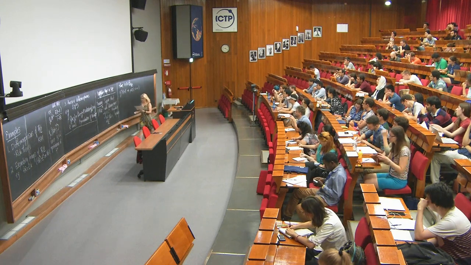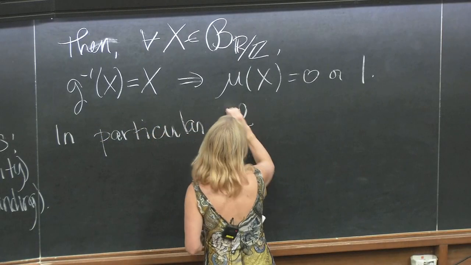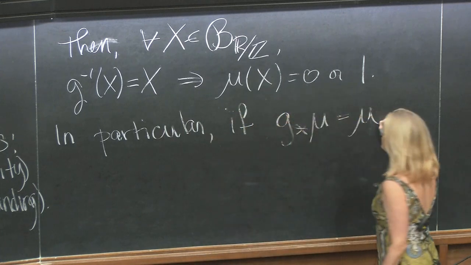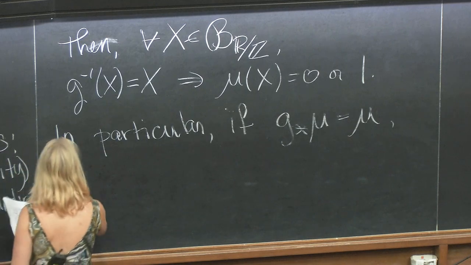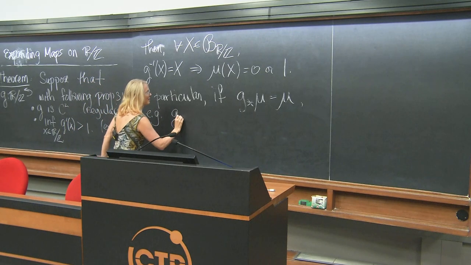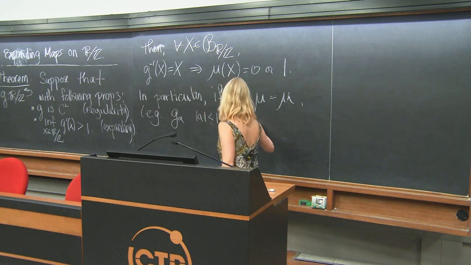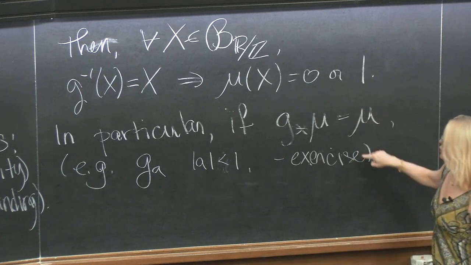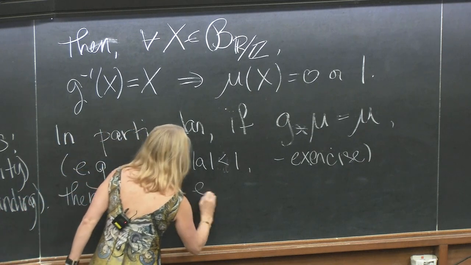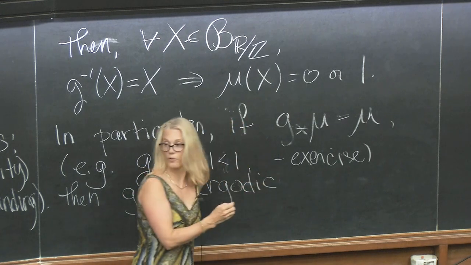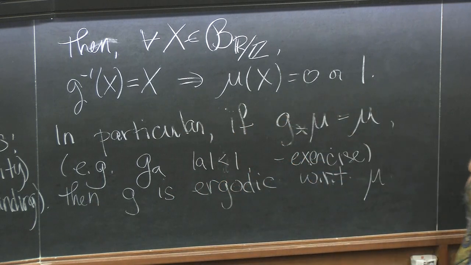But if G does preserve Lebesgue measure, such as the example f of x equals 2x, e.g. G sub A for A less than 1, this is an exercise. So if G does preserve mu, then G is ergodic with respect to mu. Meaning that, for example, Birkhoff's ergodic theorem applies. Okay, so this is the main theorem I'm going to discuss today.